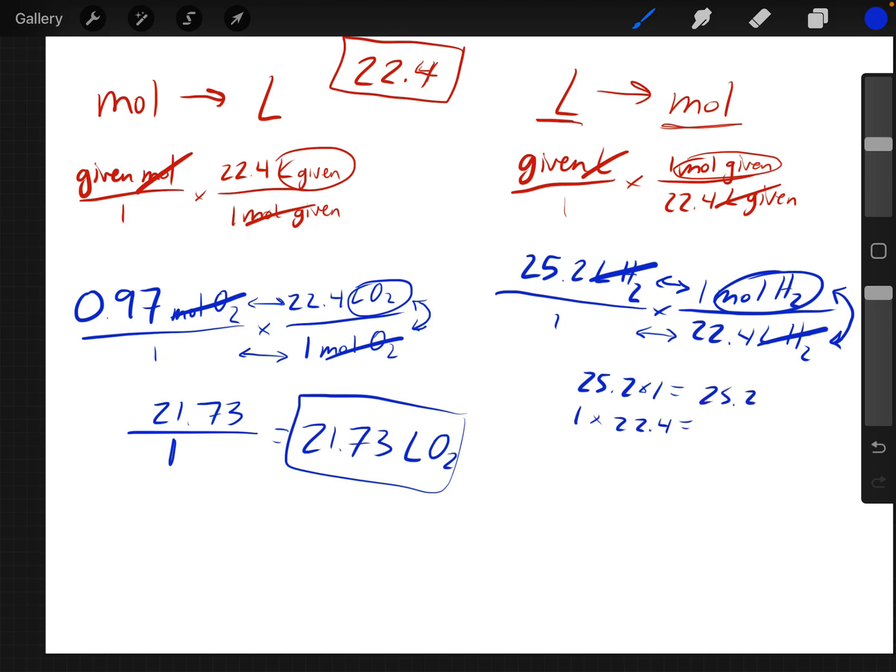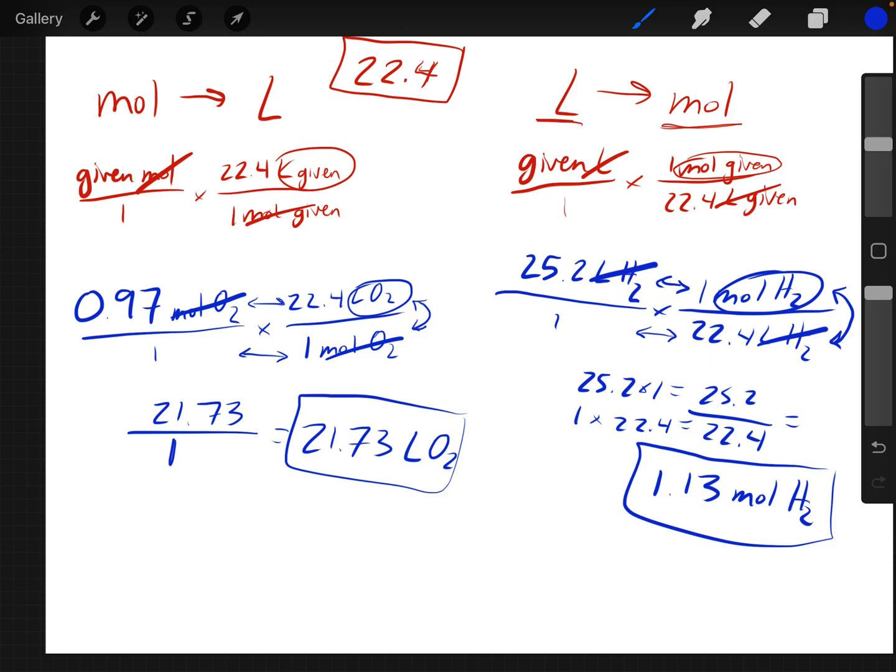It's going to do 25.2 times 1 equals 25.2. 1 times 22.4 equals 22.4. I'm going to divide those, 25.2 divided by 22.4, and that equals 1.13 moles of hydrogen gas. I love that type of problem because it's pretty quick.